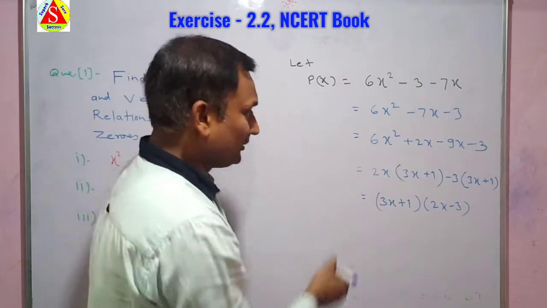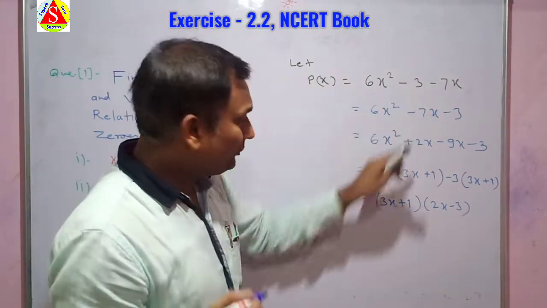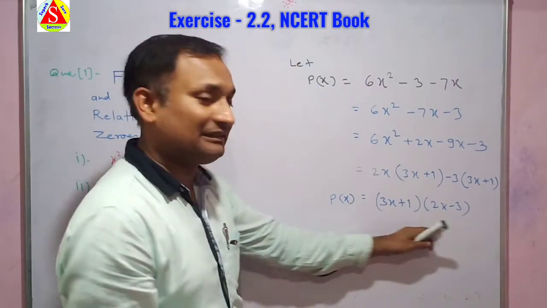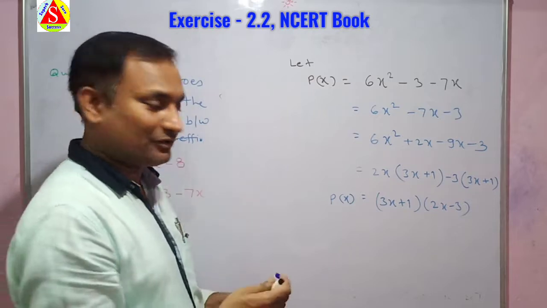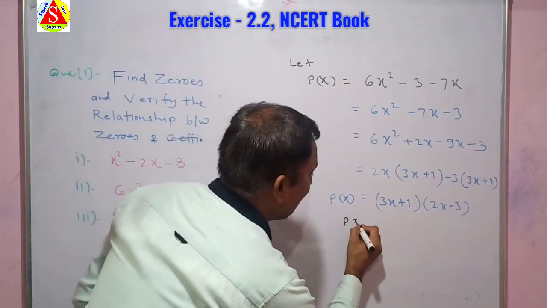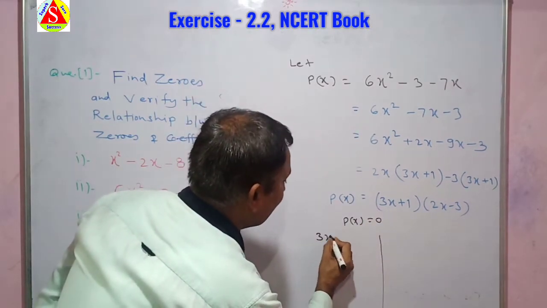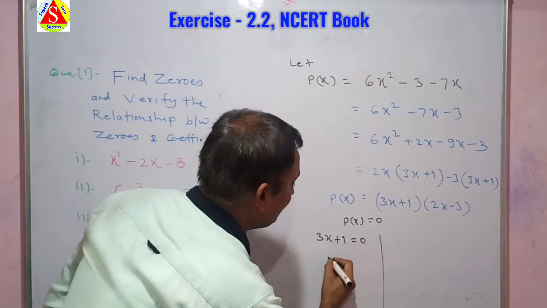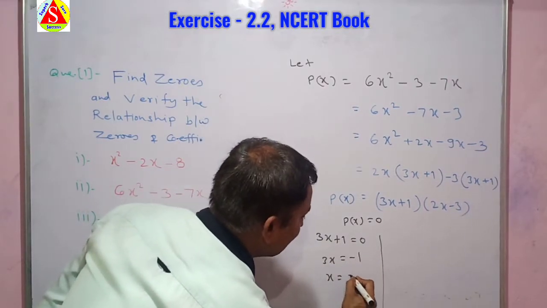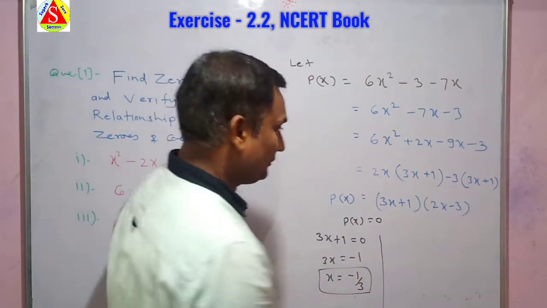Okay, dear students, so here we have factorized the given quadratic polynomial into two factors. So here p(x) is given by this. After this, to find the zeros, we equate p(x) equal to 0. When we equate 3x plus 1 to 0, we have 3x equal to minus 1, or x equal to minus 1 by 3. So this is our first zero.